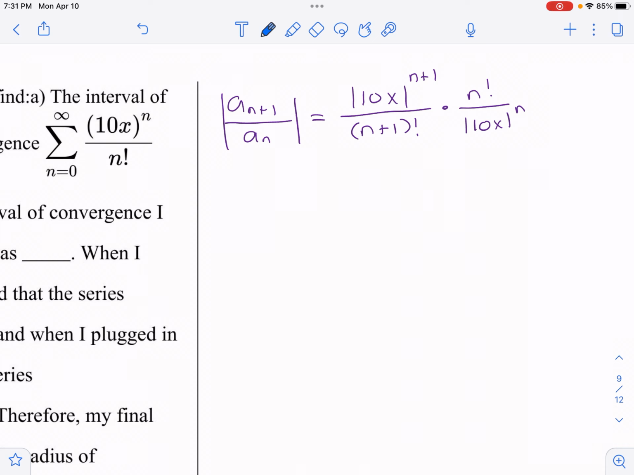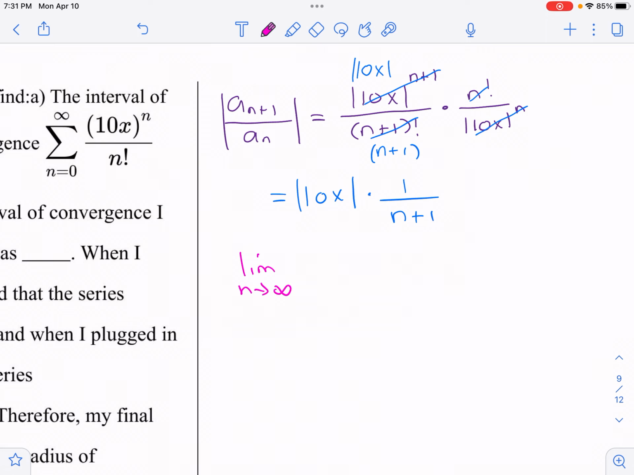Okay, so what cleans up here? This cancels with this, leaving one copy of 10x in absolute value. And that cancels and leaves an n plus 1 in the bottom, so that I end up with the absolute value of 10x divided by n plus 1, right? Or I could say times 1 over n plus 1. Now what the ratio test says is take the limit as n goes to infinity of that expression.